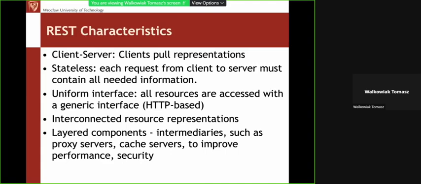Okay, so we have layers, and all the techniques, all the tricks like load balancers, proxy servers, cache servers, known for web pages, could be used here. So REST could be seen as a step forward.